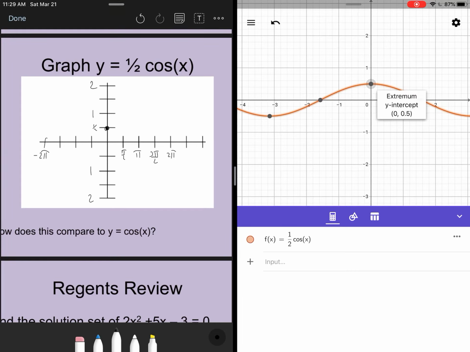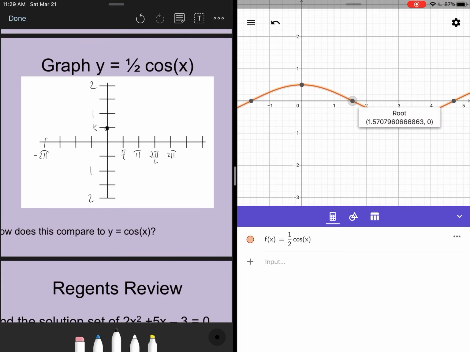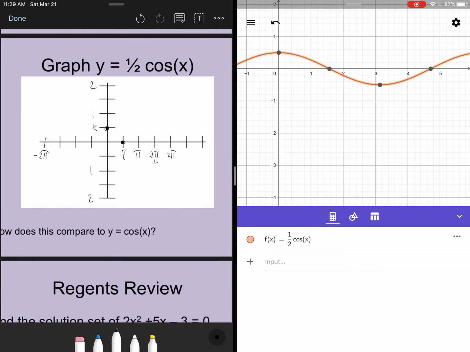When x is 0, y is 1/2. When x is pi over 2, y is 0. When x is pi, we get -1/2. When x is 3 pi over 2, we have 0. And when it's 2 pi, we're back up at 1/2.